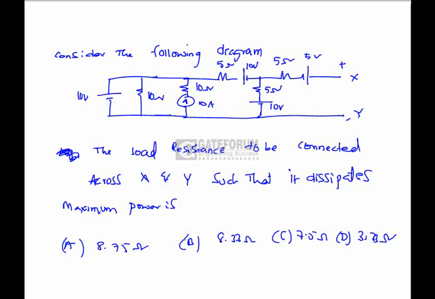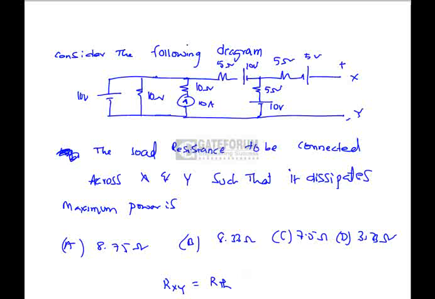Consider the following diagram. What load resistance should be connected across X and Y such that it dissipates maximum power? In order to transfer the maximum power to the load, we have to convert the entire circuit into its Thevenin equivalent. If we find the Thevenin resistance, we will know what resistance to connect across XY. That is, RXY must be R Thevenin for the above circuit.